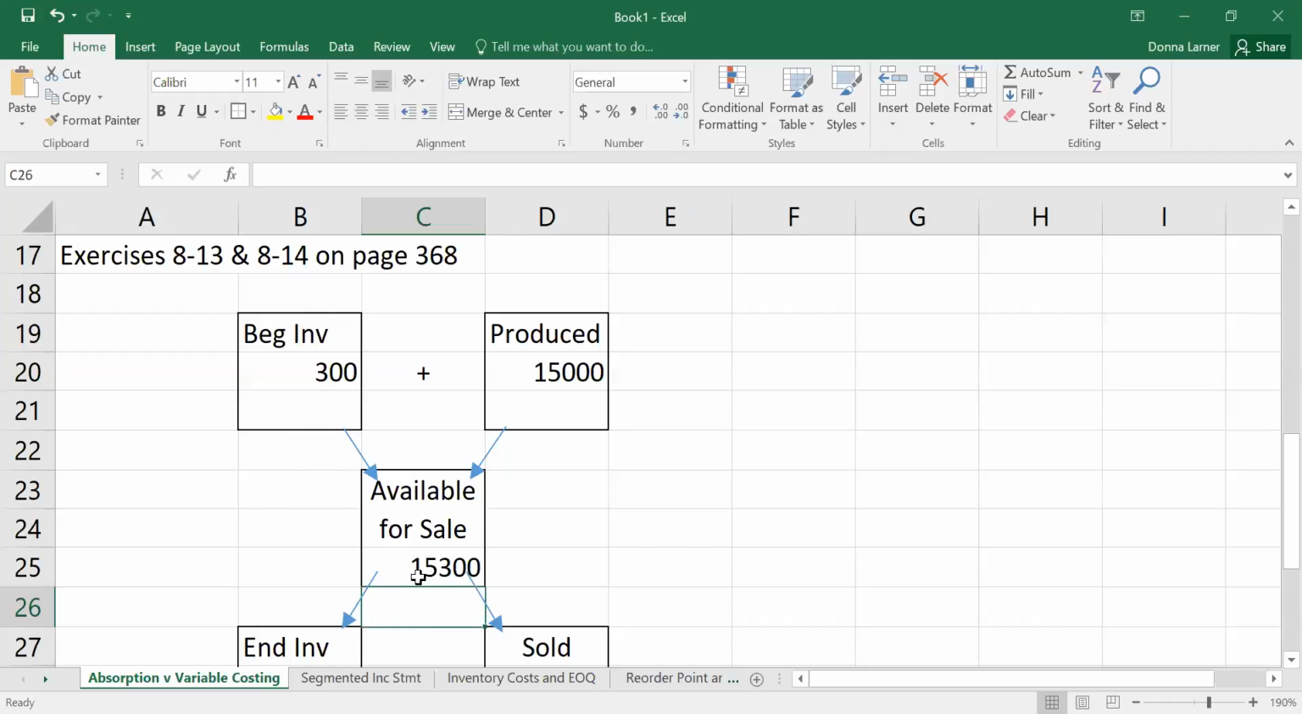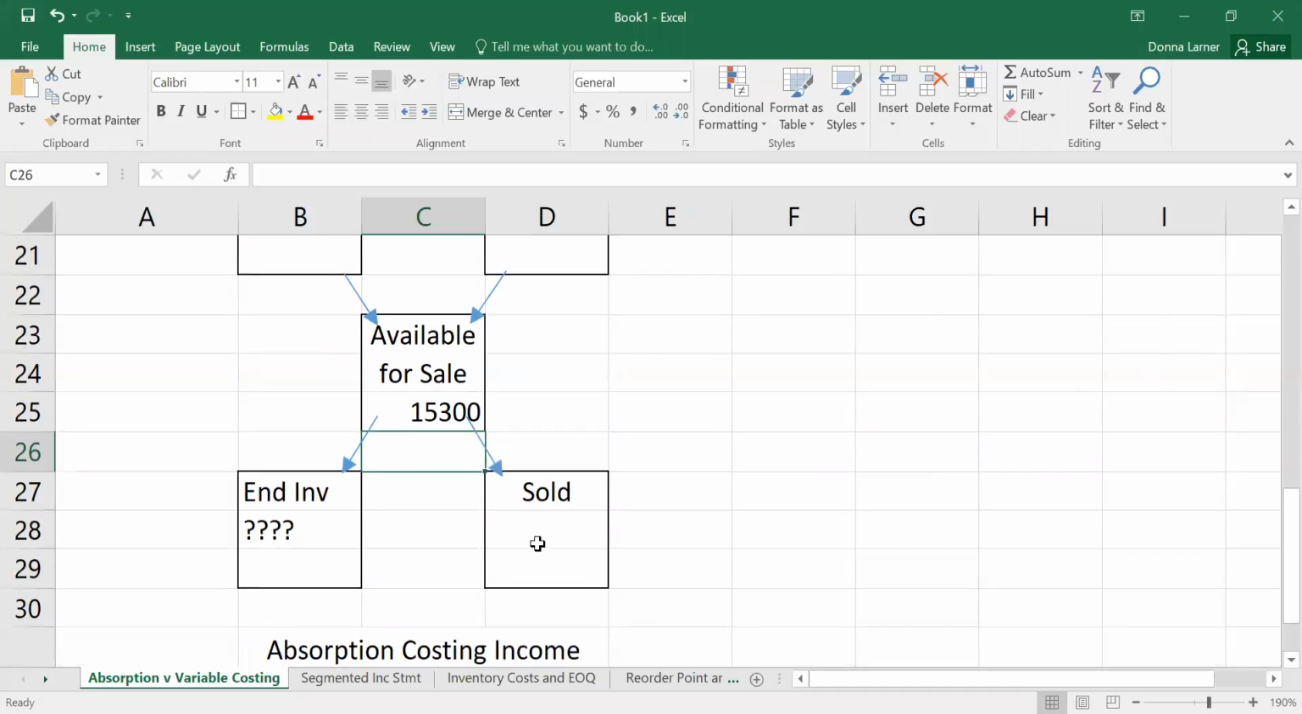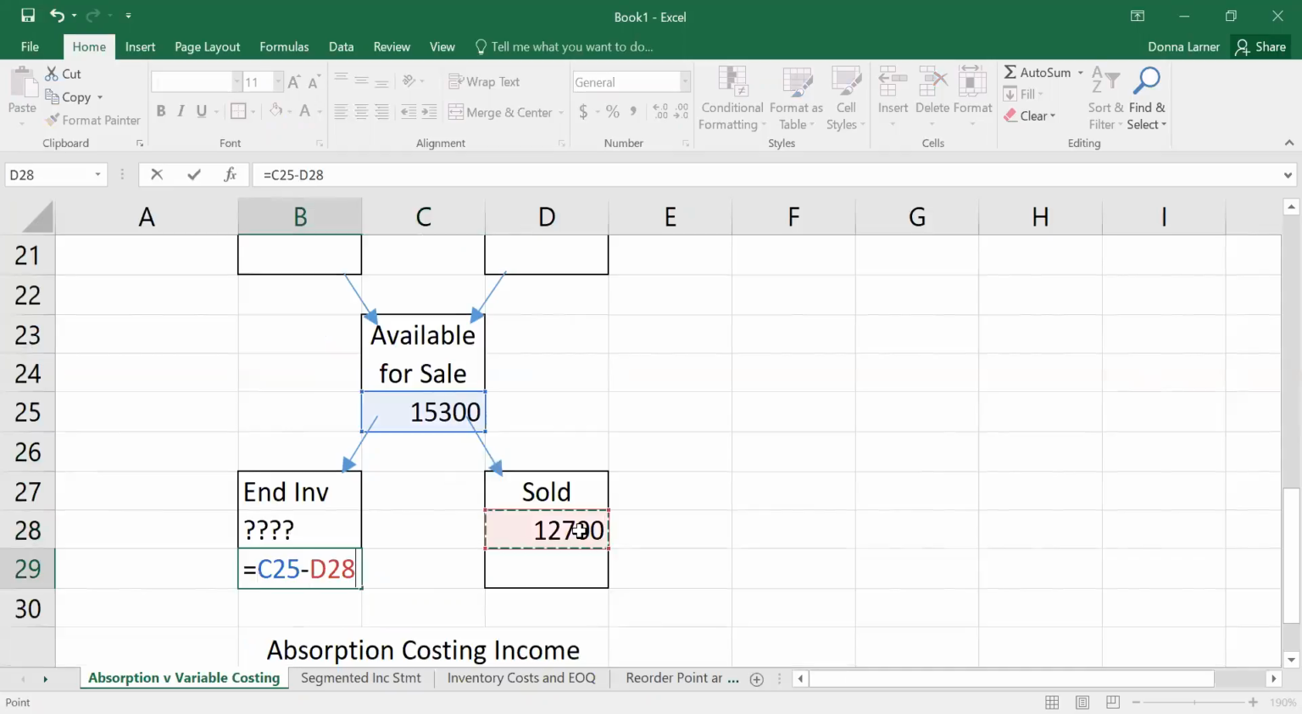And then it goes on to tell us how many we sold. We sold 12,700 units. So out of the 15,300 that we had available to sell, we sold 12,700. So we can do some quick subtraction and figure out how many are left. 15,300, of which we sold 12,700. We have 2,600 units in ending inventory. So we have solved the dilemma of how many units are in ending inventory.